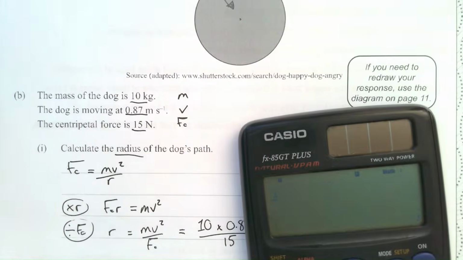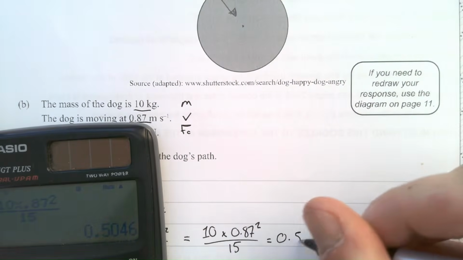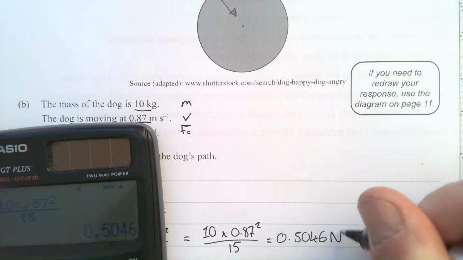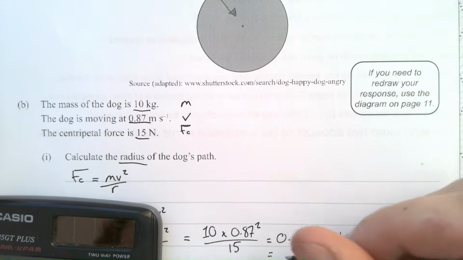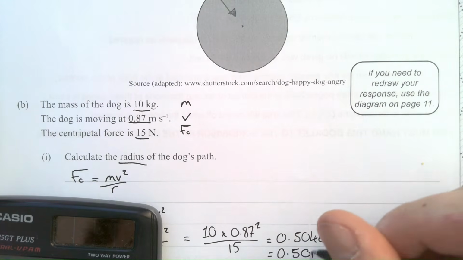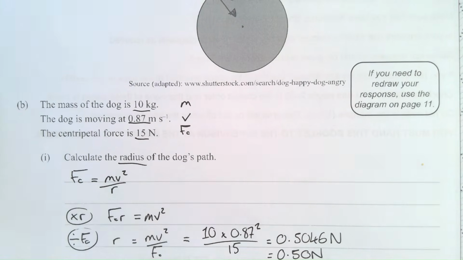And our calculator tells us that the answer is 0.5046 newtons. So I'm going to write the full answer and then my rounded answer. All these numbers are two significant figures, so my answer will also be two significant figures. The 6 rounds up the 4 to a 5. 46 is closer to 50, so it rounds to just 0.50. And that's part I, my mistake.